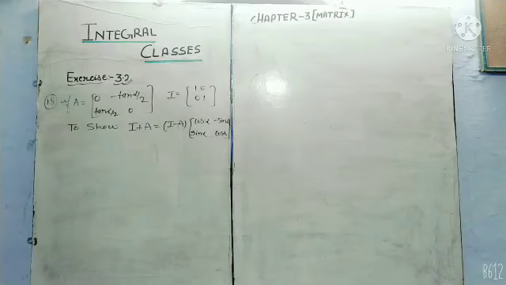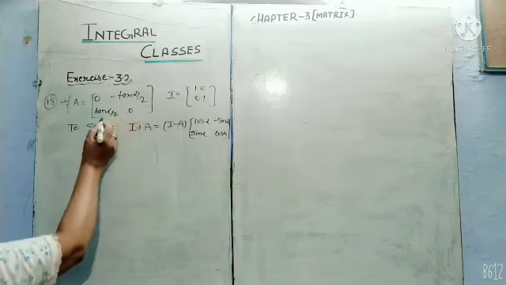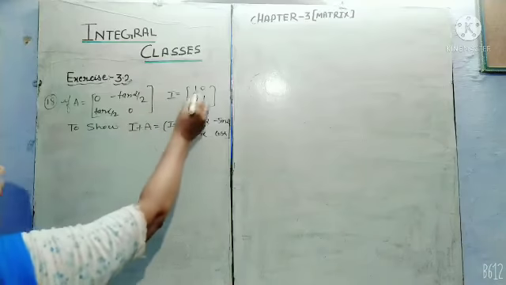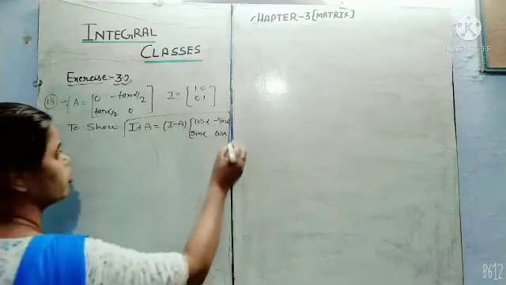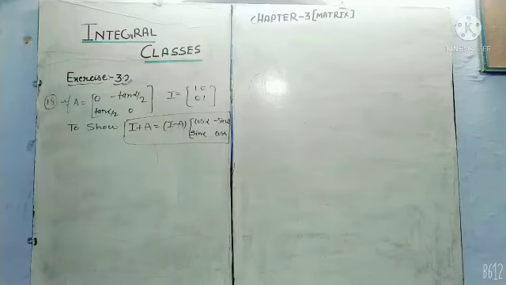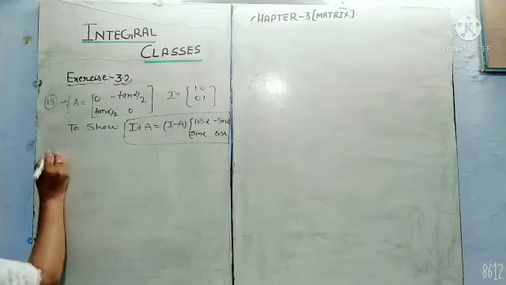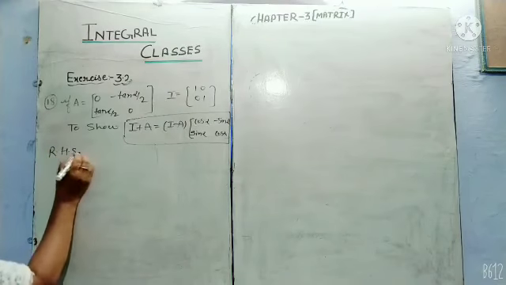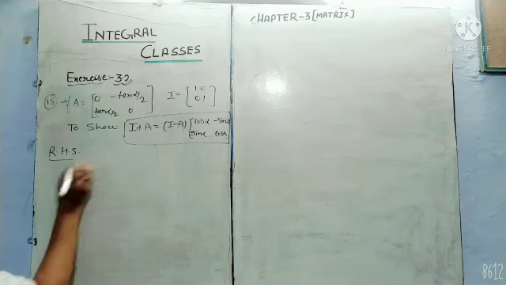Now question number 18. A matrix is given, [0, -tan(alpha/2); tan(alpha/2), 0], and I is given as [1 0; 0 1]. Now student, we have to show these are equal. So first I will consider the right hand side. We will start from the right hand side.